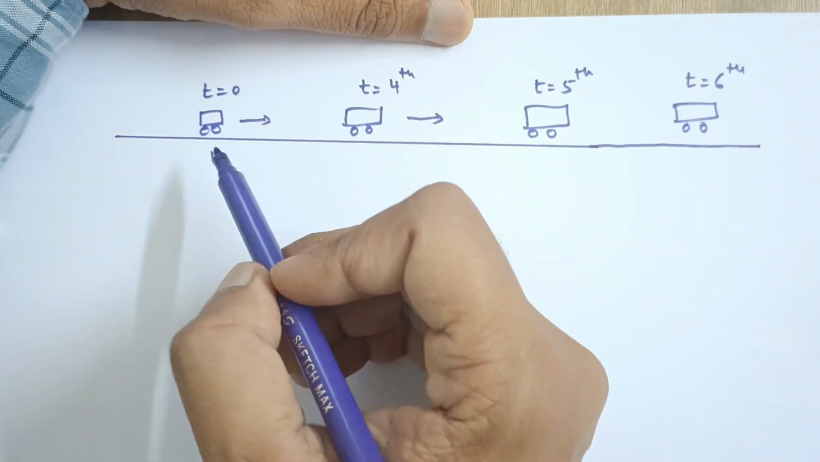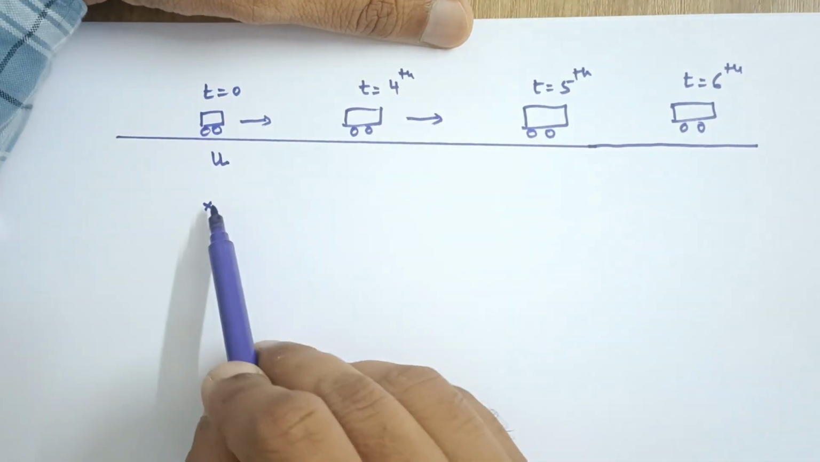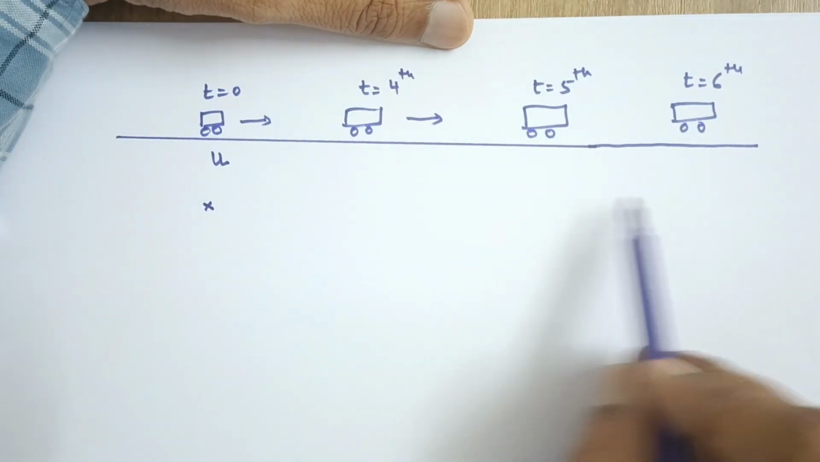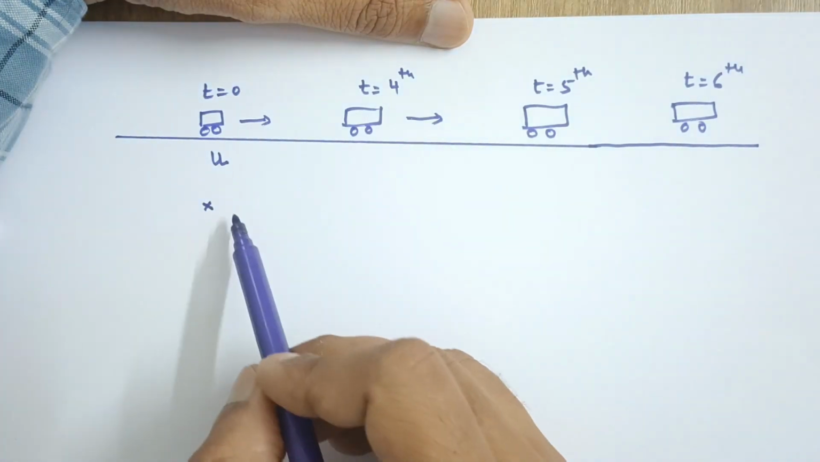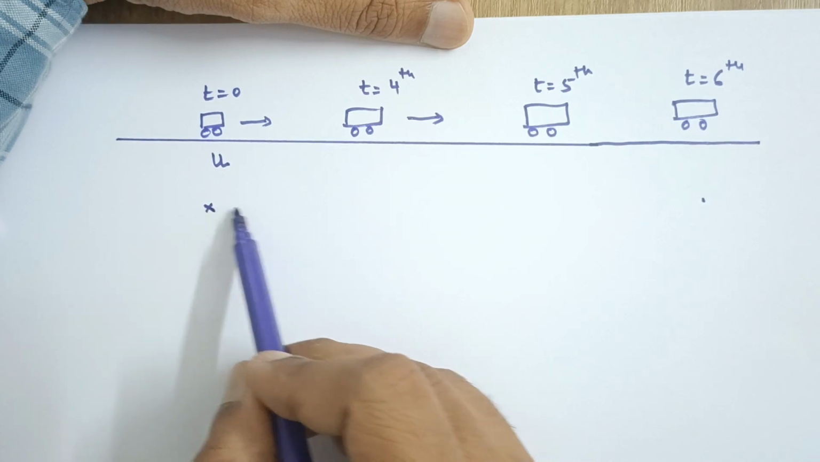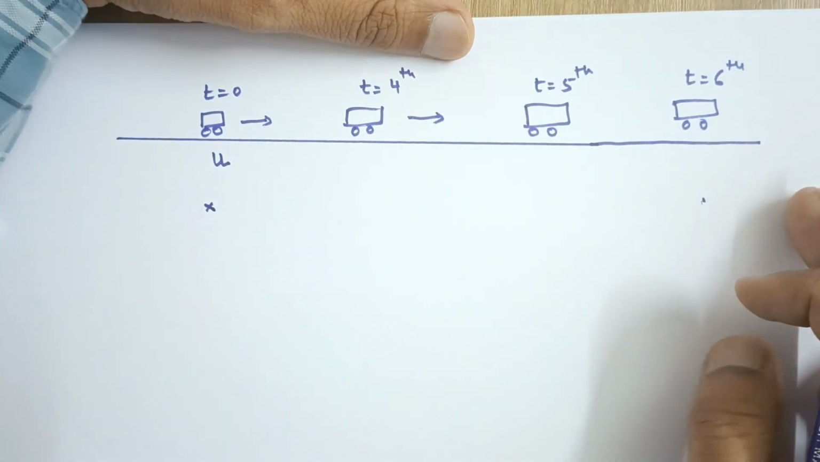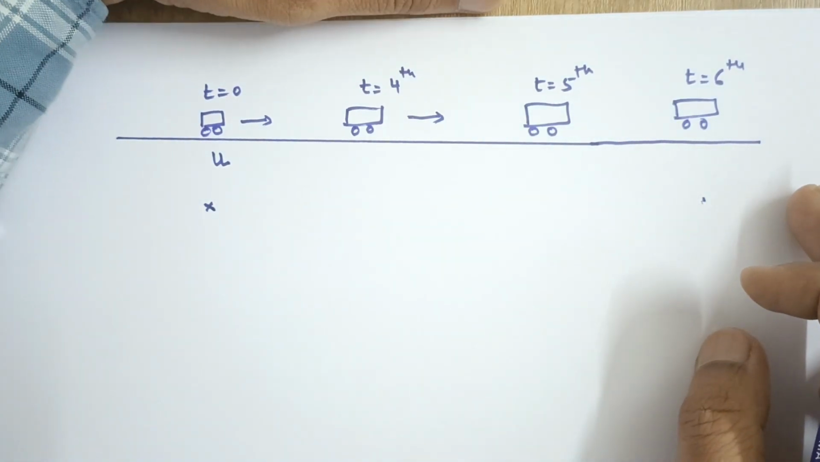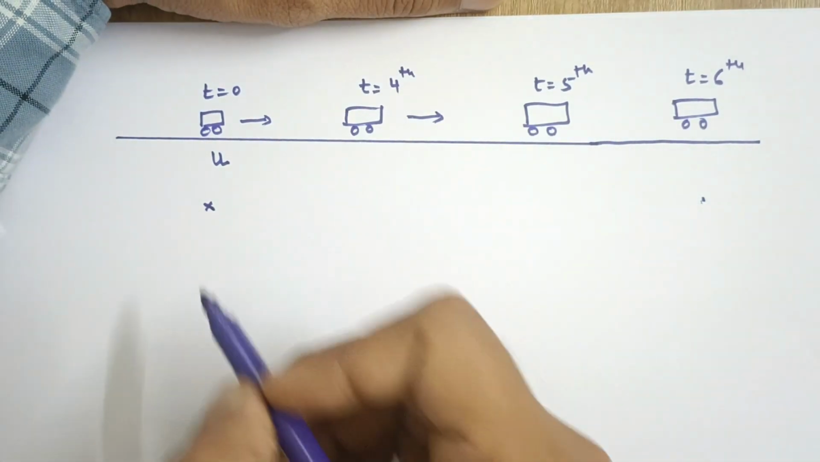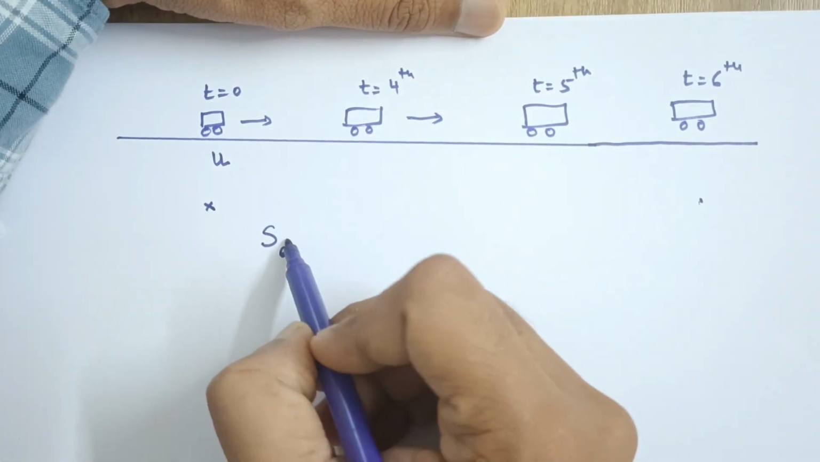So this is the initial starting point, right? And say for example the car travels a total distance of s meters from here to here. So in 6 seconds the car travels this much distance or displacement, because in a straight line they mean the same. All right, our main purpose is to find out the distance traveled by the car in the 6th second.